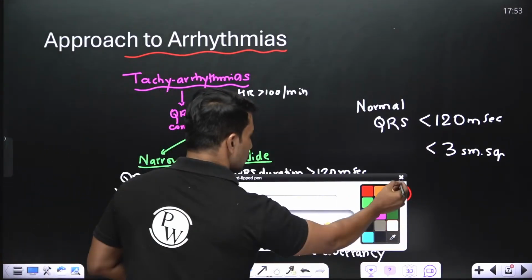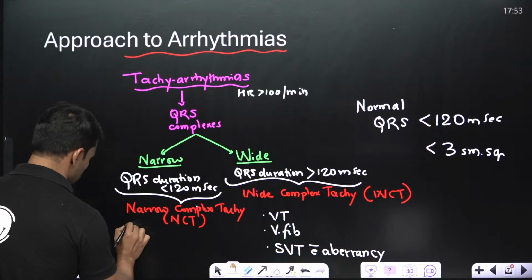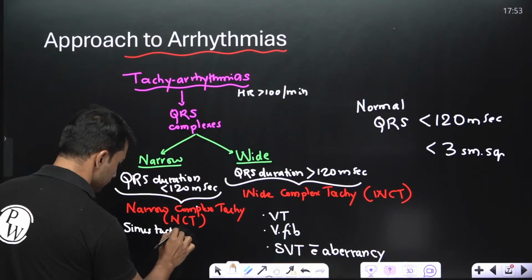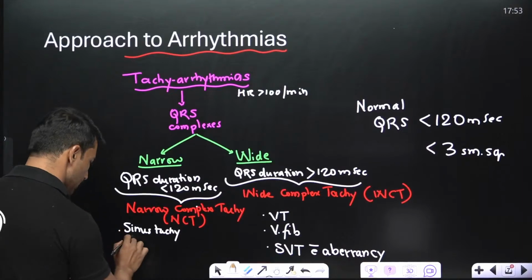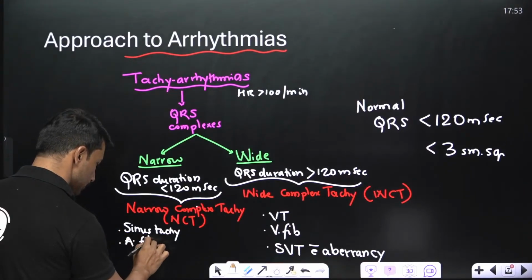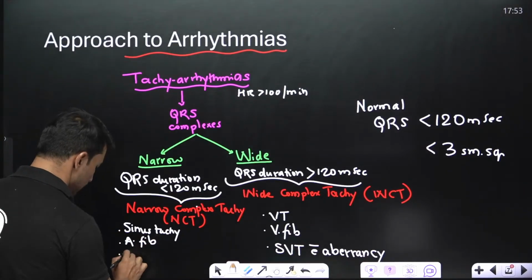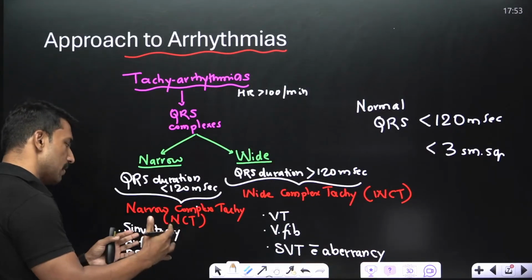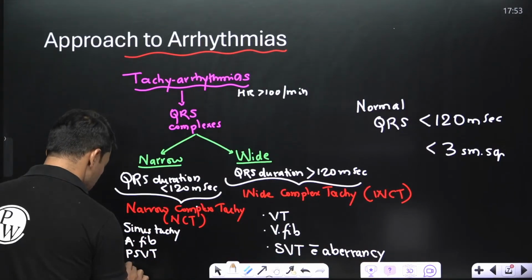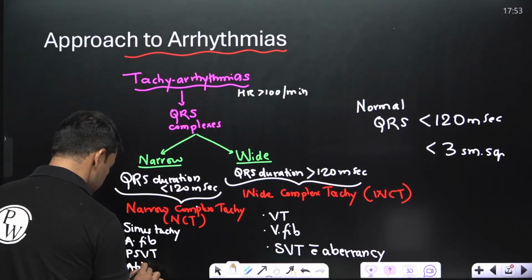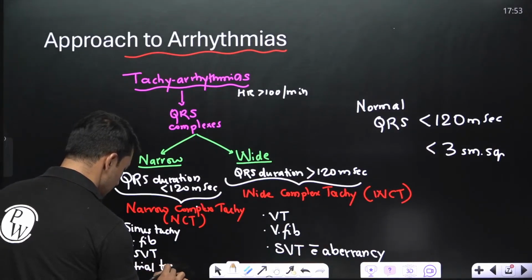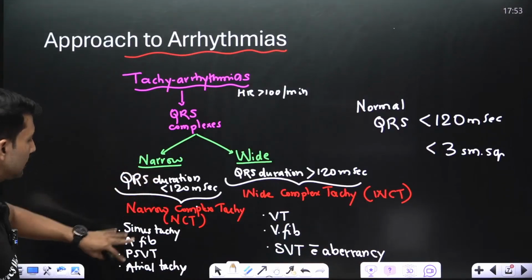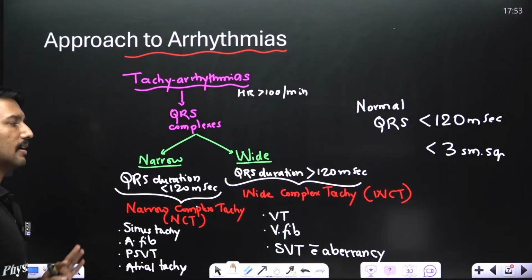Okay, so now under this, what all comes? Of course, we know that sinus tachycardia comes. Then we have atrial fibrillation. We have paroxysmal supraventricular tachycardia. Under that, we have AVRT and AVNRT. Then we have atrial tachycardia. So these are my supraventricular arrhythmias or narrow complex tachyarrhythmias.